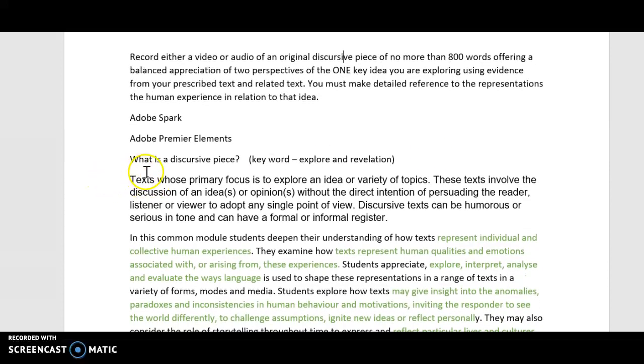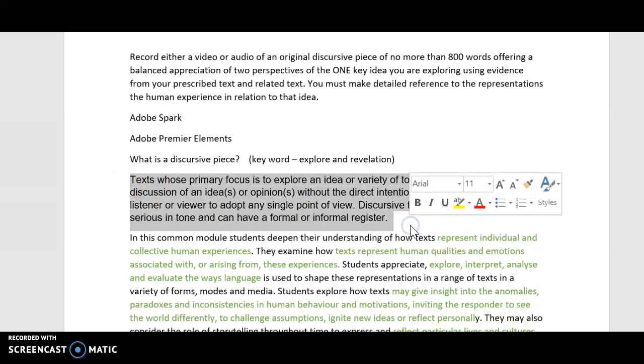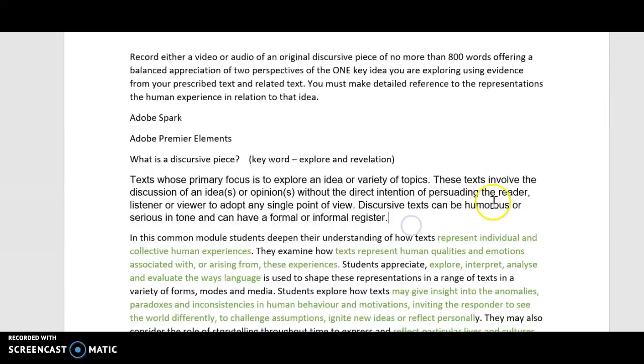Okay, when we start looking at discursive, this here is the NESA definition of discursive writing. Text whose primary focus is to explore an idea or variety of topics. These texts involve the discussion of an idea or opinion without the direct intention of persuading the reader, listener or viewer to adopt any single point of view. Discursive text can be humorous or serious in tone and can have a formal or informal register.